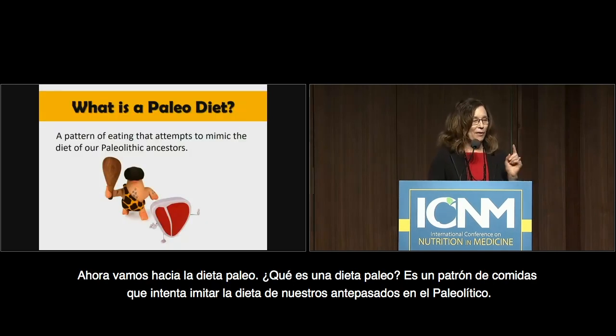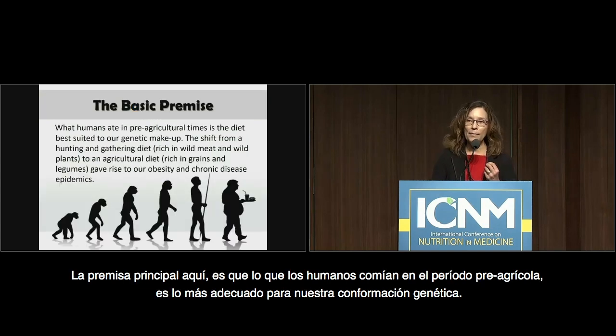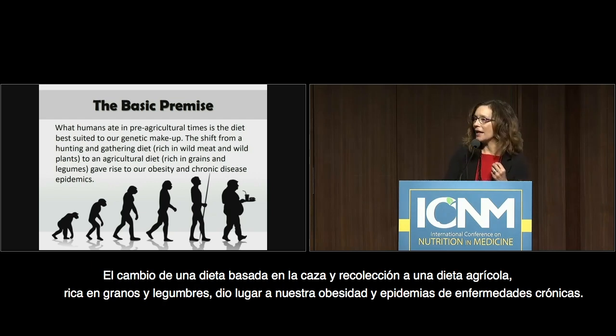So now let's flip over to the paleo diet. And what is a paleo diet? Well, it's really a pattern of eating that attempts to mimic the diet of our Paleolithic ancestors. The basic premise here is that what humans ate in pre-agricultural times is the diet best suited to our genetic makeup. The shift from a hunting and gathering diet to an agricultural diet rich in grains and legumes gave rise to our obesity and chronic disease epidemics.